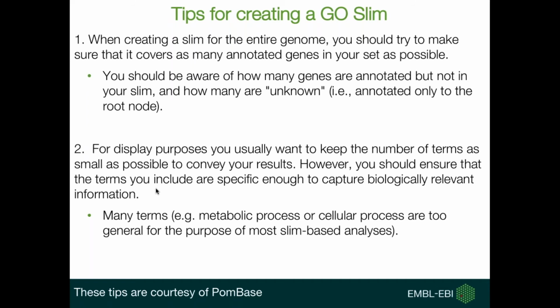So if you know, for example, that your species has 200 genes, let's say it's a really, really unusual organism that only has 200 genes, and only 100 are annotated, and when you do your GoSlim, only 100 show up and not a full 200, it kind of helps you figure out statistically what coverage you have. For displaying GoSlims, and also for your own sanity when you're reporting the results of a GoSlim, try to keep the number of terms as small as possible to convey your results.